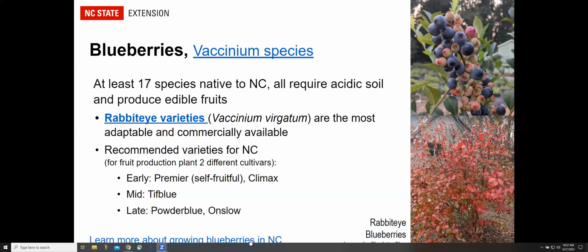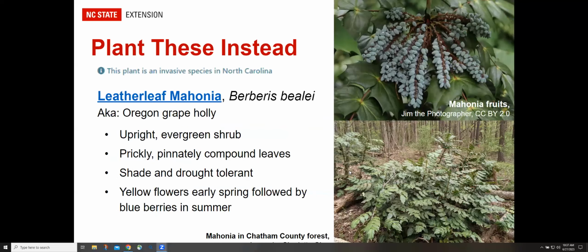So there's some more great information available from Cooperative Extension if you're interested in growing blueberries for fruit. But I definitely encourage you to think of them also just as a nice landscape plant.